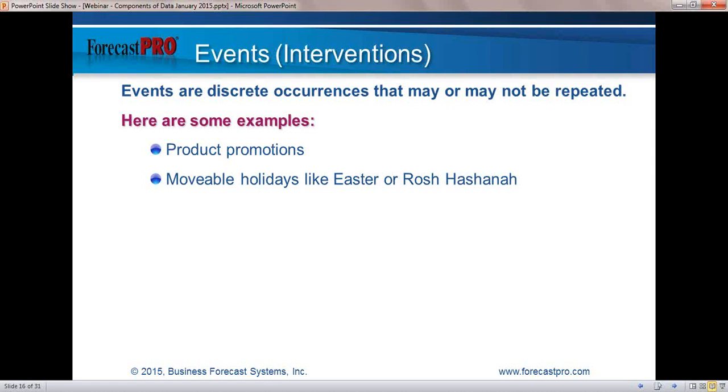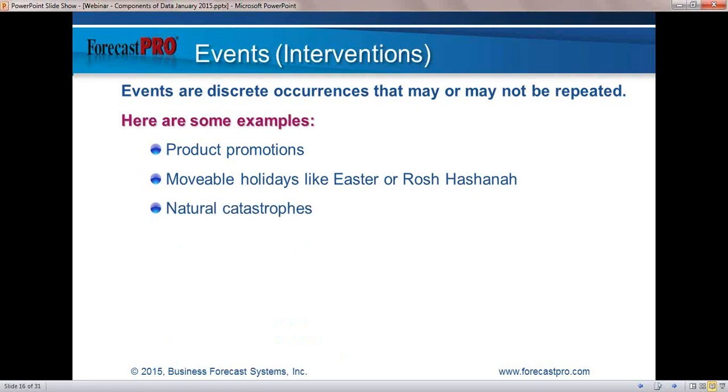It's always in July, and it becomes part of the seasonal pattern. But if I'm working on a weekly basis, then I might need to pay attention to where the 4th of July falls because it's not always week 27. Sometimes it might be week 28. Sometimes it might be week 26. So if I'm working on a weekly basis, I need to pay particularly close attention to things like holidays that can move around.